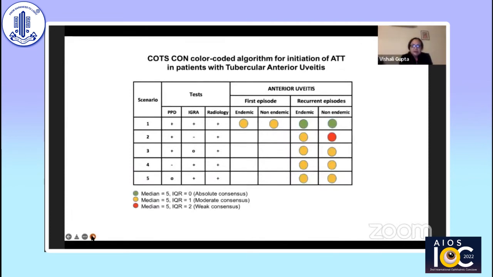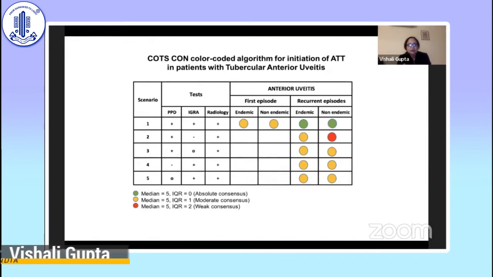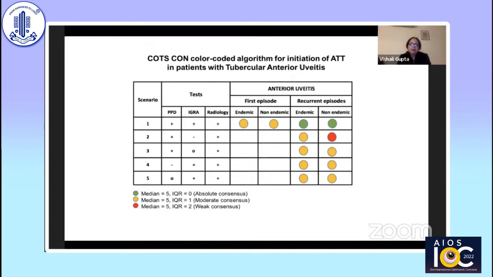So when we did the study on the consensus, we found that if you have anterior uveitis and you find all the three tests positive, and especially if the episodes are recurrent, that was the consensus to treat. The moral of the story is, in any acute anterior uveitis, if you just have one test positive and it is the first episode and your phenotype is not even suggestive of tuberculosis, please do not treat, because we might be over-treating some of these patients.